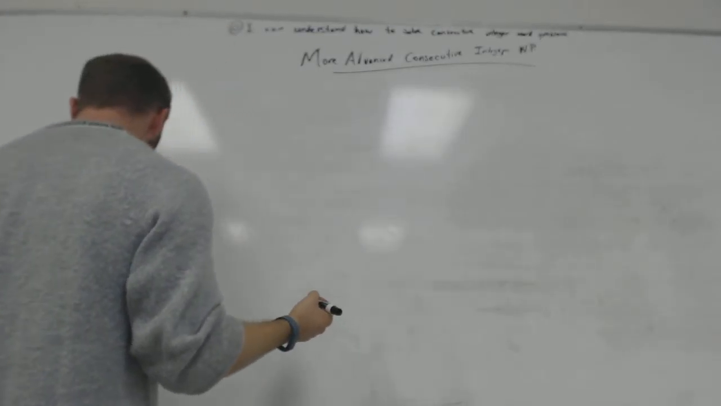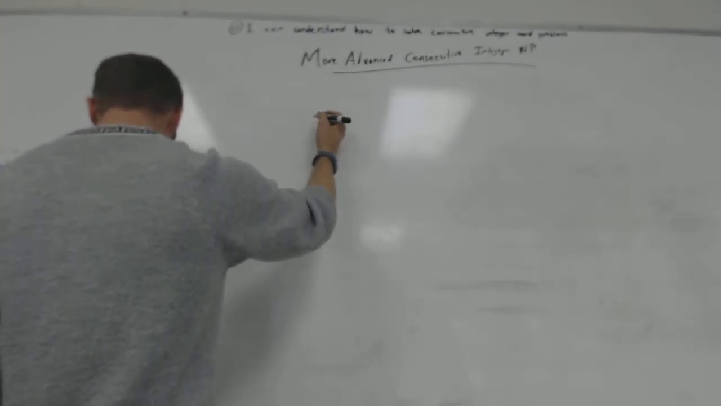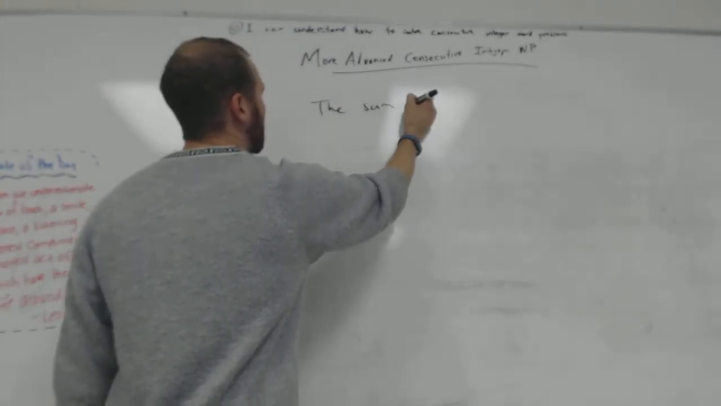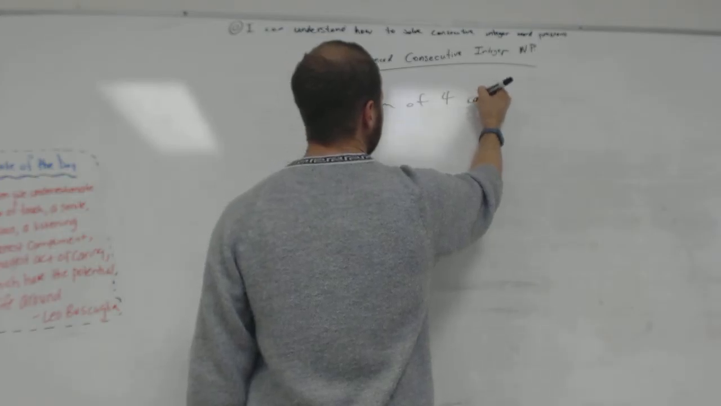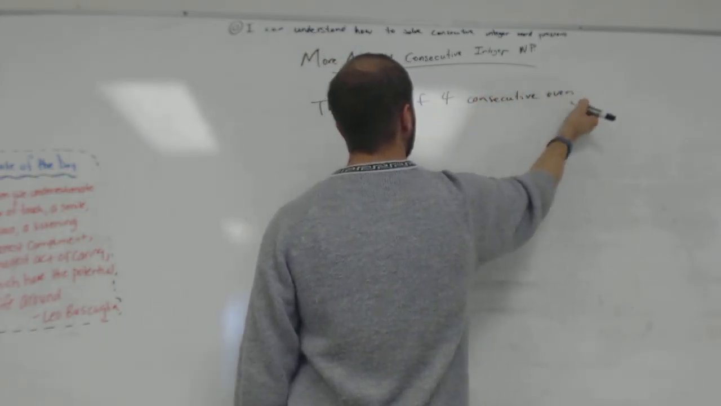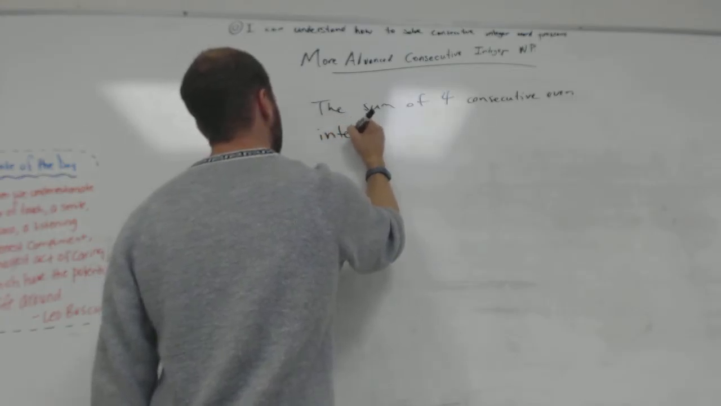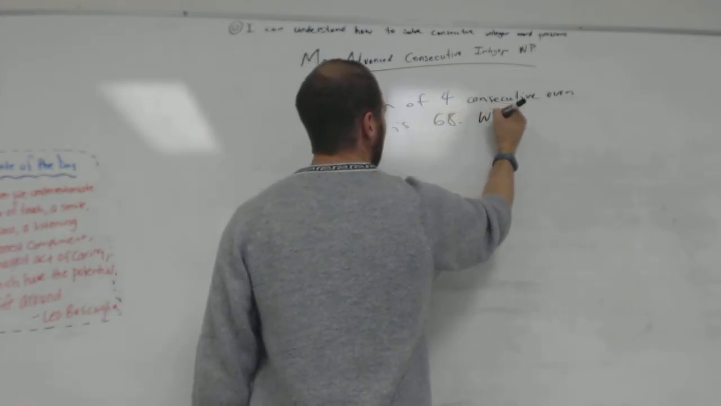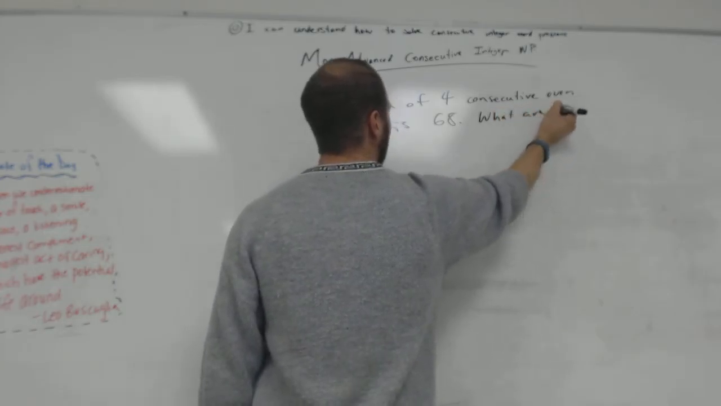Okay, let's do one review problem. I don't think we did this one yet. The sum of 4 consecutive even integers is 68. What are they?